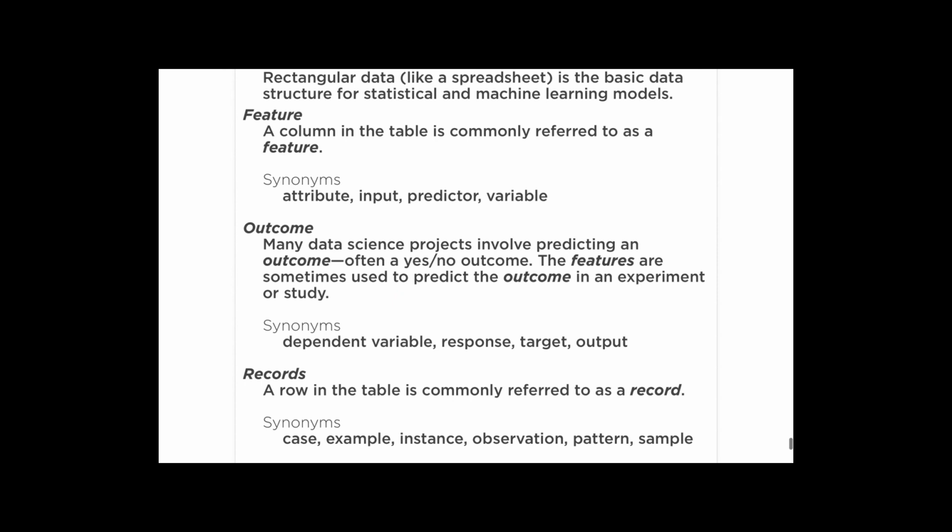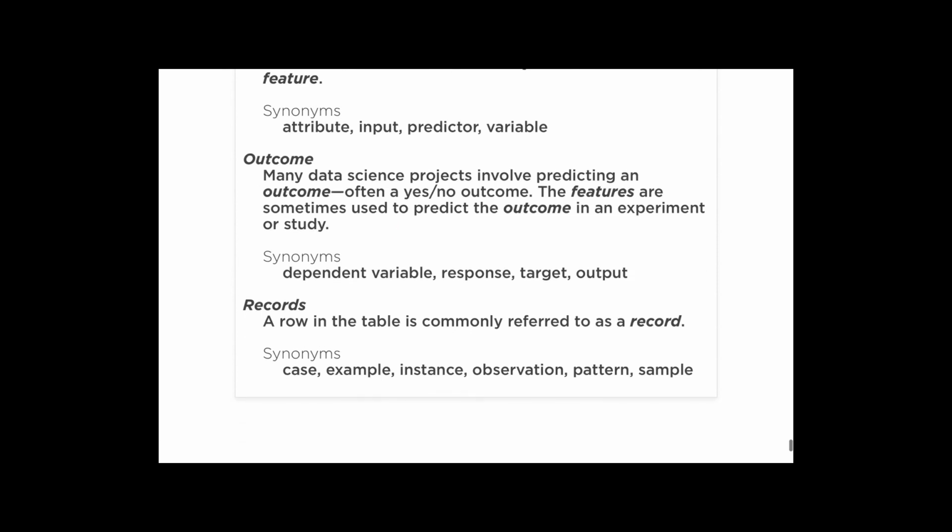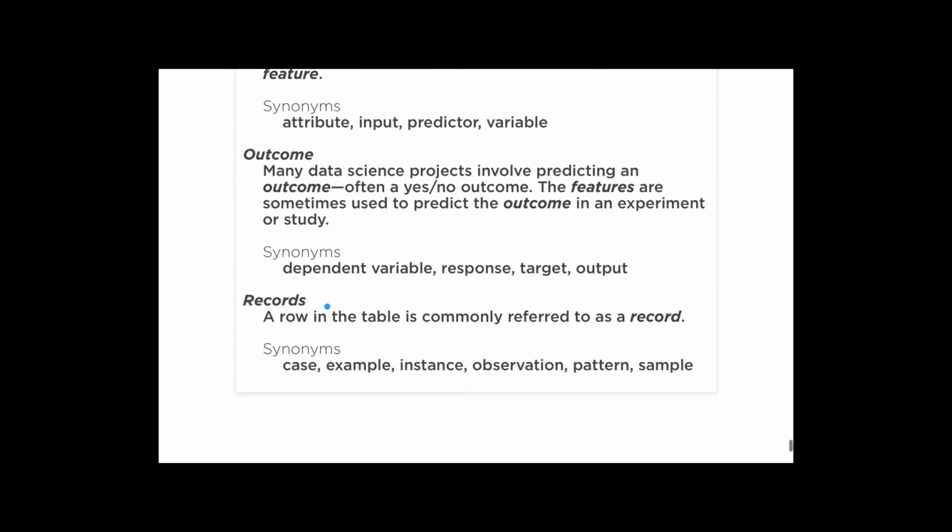And finally, we have records, which are also known by many other names: case, instance, observation, sample. So a record is simply a row in a table. So essentially, rectangular data is a two-dimensional matrix where we have rows, which are records, and we have columns, which are features or variables.